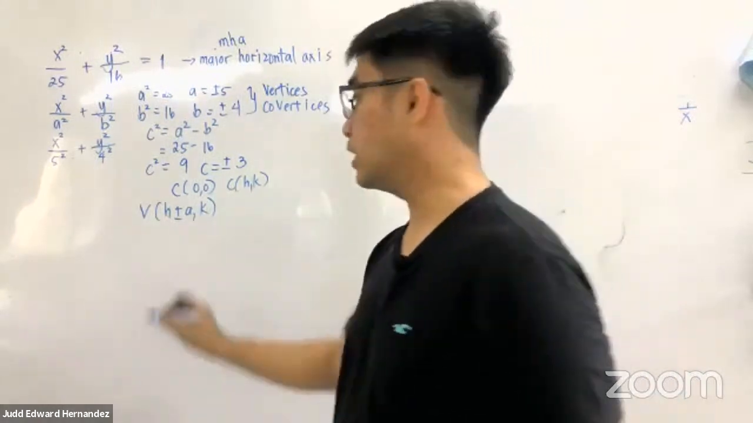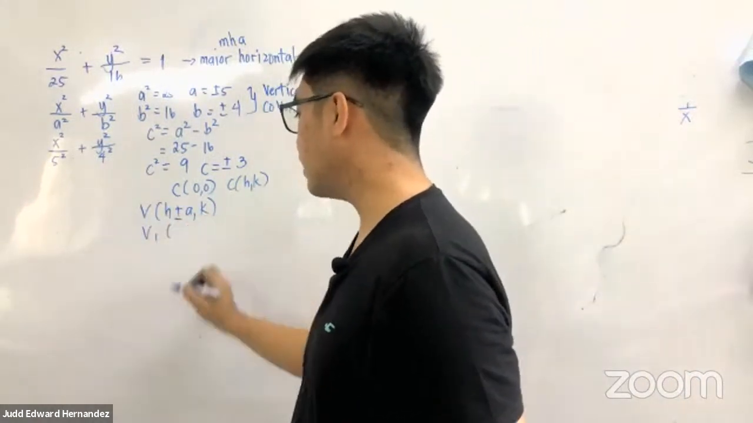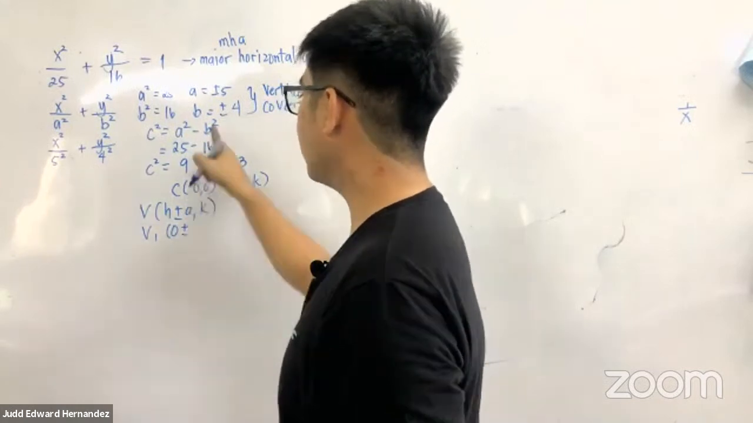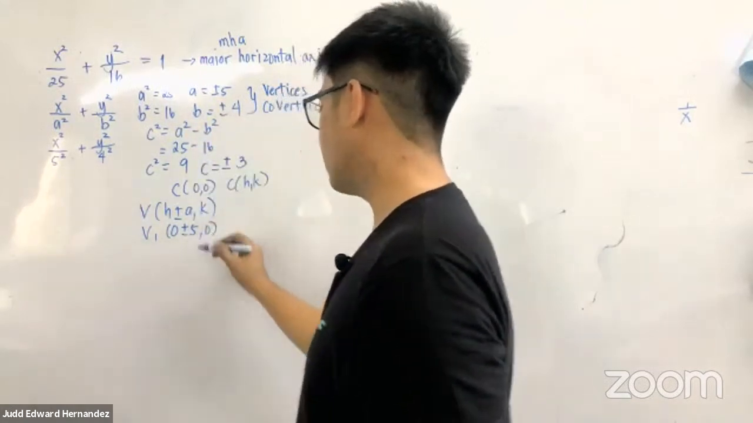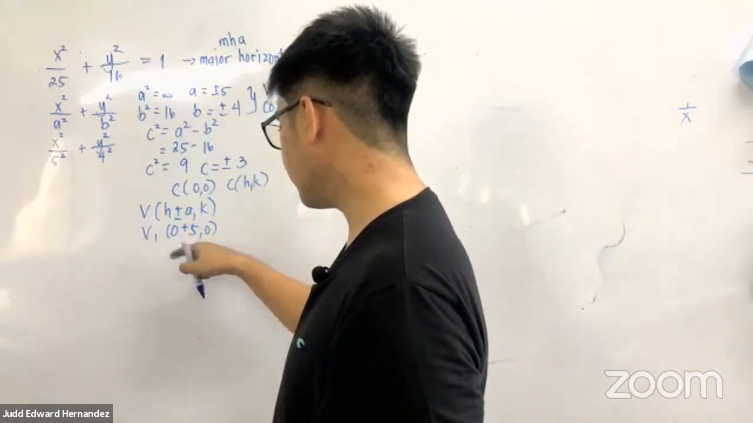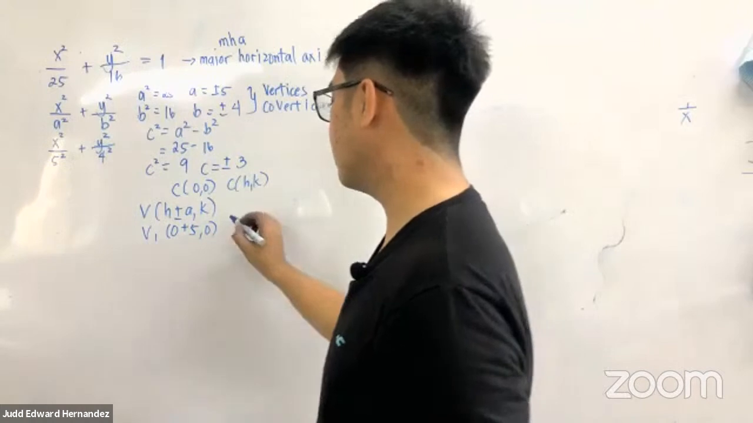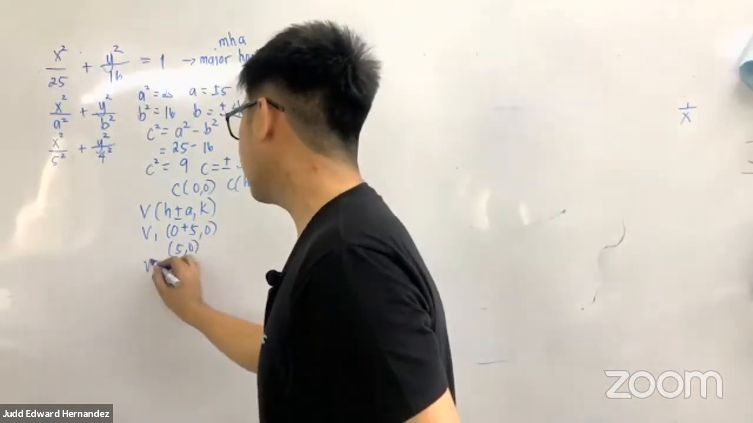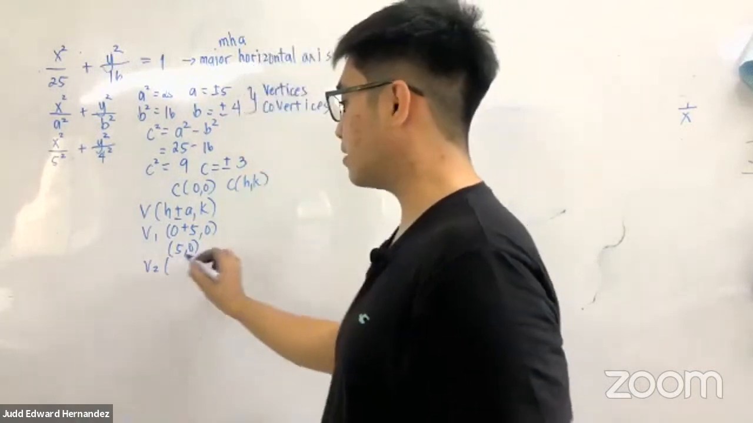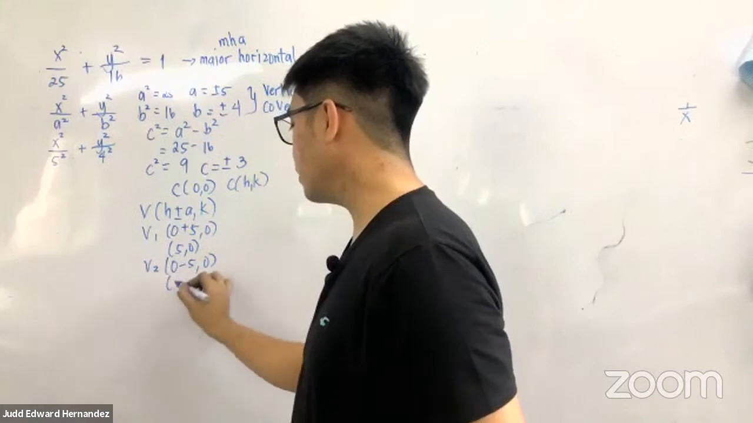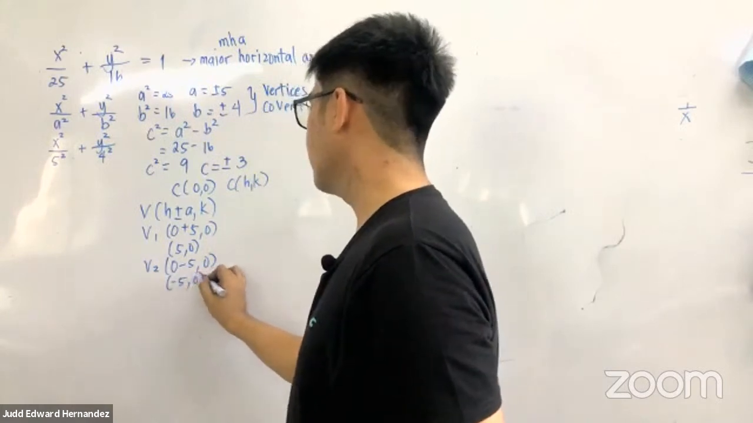Okay, therefore V1 now is located at 0 plus minus, what is our A? 5, 0. So si V1 natin, tanggalin natin si minus, it becomes 0 plus 5, 0. Therefore, it is located at 5 and 0. Asaan naman ngayon si V2, guys? That is 0 minus 5, 0. Therefore, V2 is located at negative 5, 0.